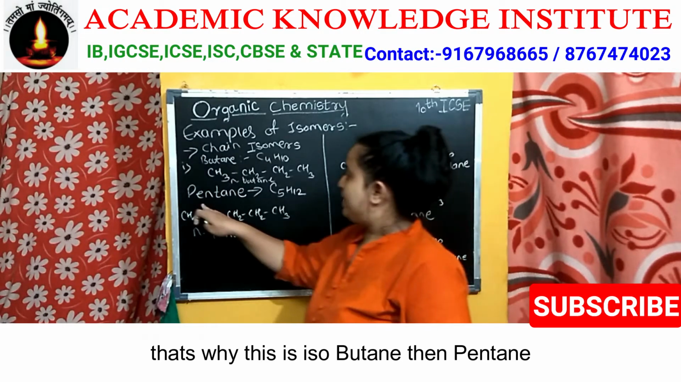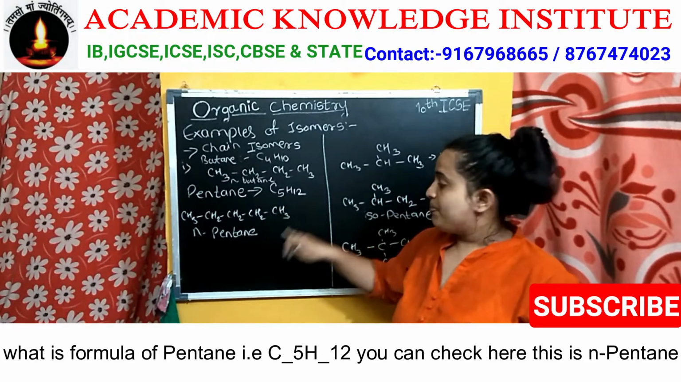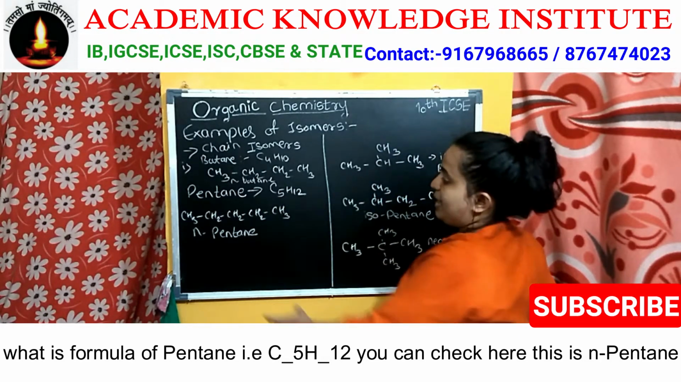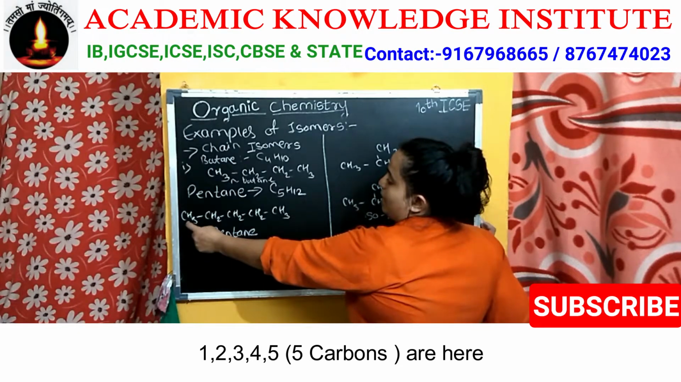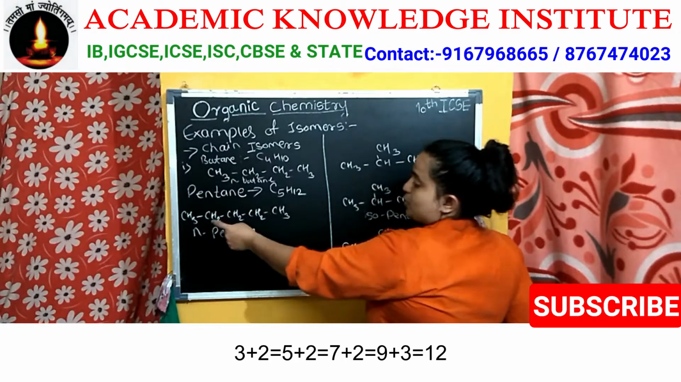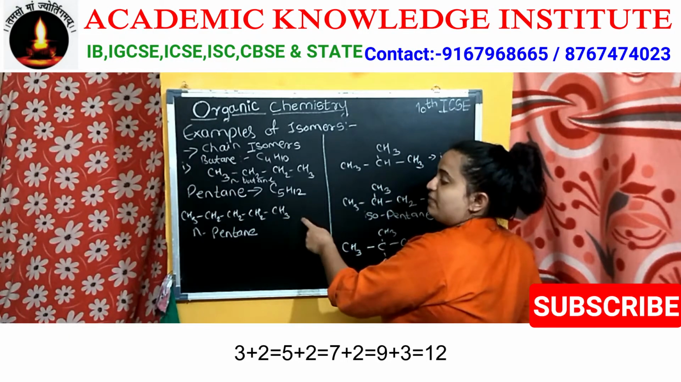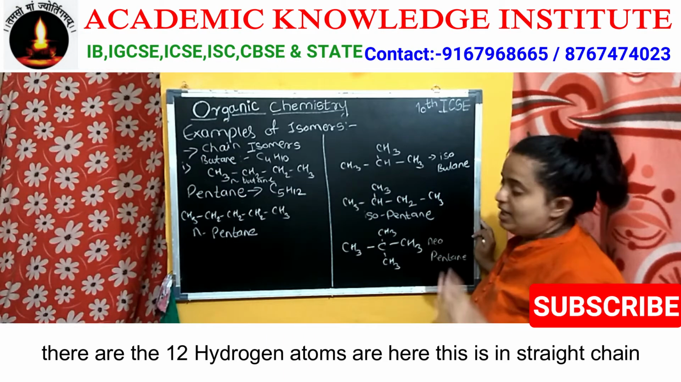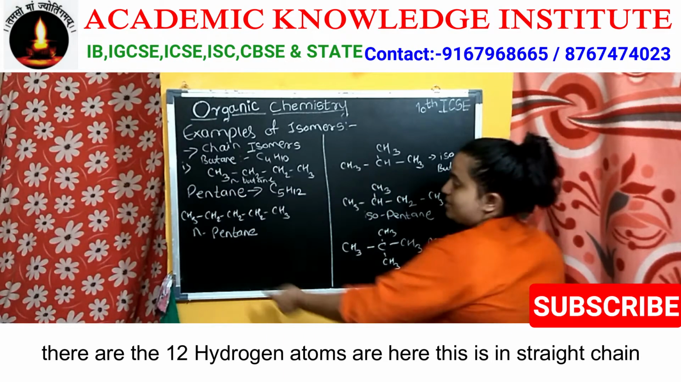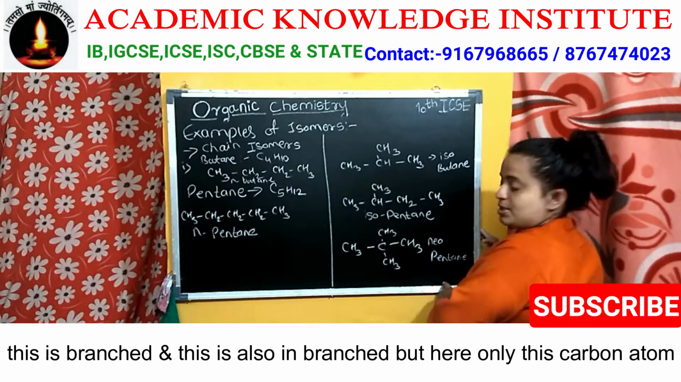Okay. Then pentane. What is the formula of pentane? That is C5H12. You can check here. This is n-pentane: 1, 2, 3, 4, 5. 5 carbons are here. 3 plus 2, 5. 5 plus 2, 7. 7 plus 2, 9. 9 plus 3, 12. So there are 12 hydrogen atoms. This is a straight chain. This is branched and this is also branched.